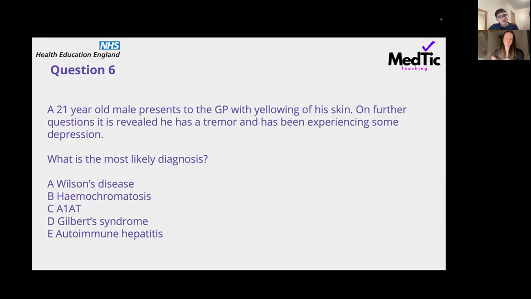Okay, so I'll just start by reading out question 6 then. A 21-year-old male presents to the GP with yellowing of his skin. On further questioning, it is revealed that he has a tremor and has been experiencing some depression. What is the most likely diagnosis?